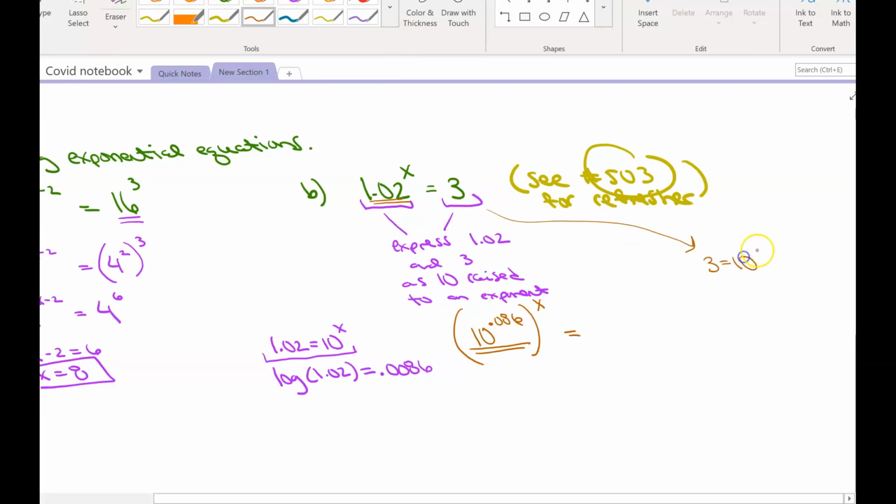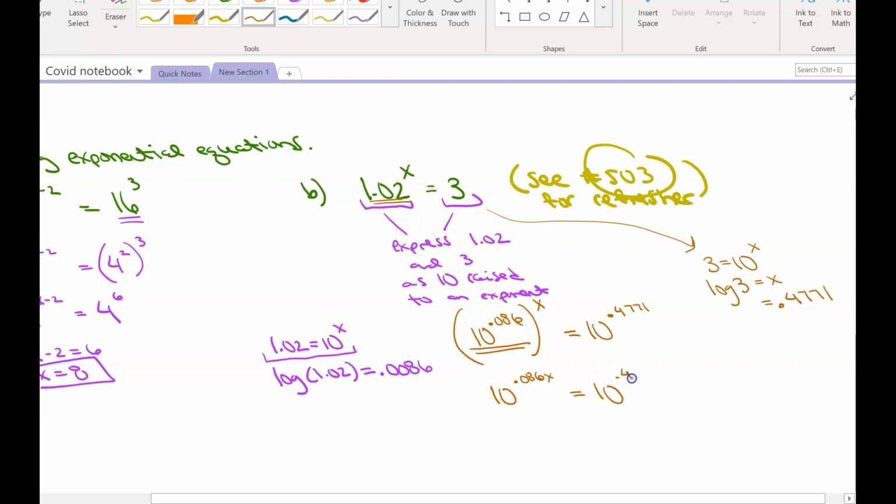3 is 10 raised to what power? And then again, we rewrote this logarithmically. So we did log base 10 of 3 equals x, and this equals, I go over here and do it. I'm getting 0.4771, right? 0.4771. So that means 3 is 10 to the 0.4771. And then I'm going to take care of my exponents by properties of exponents.